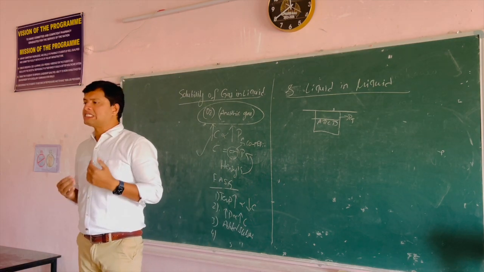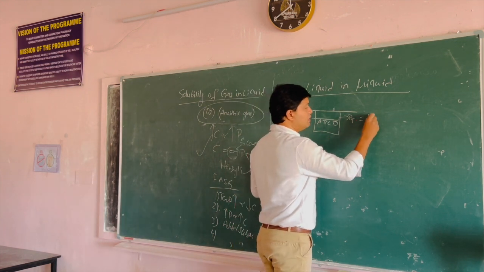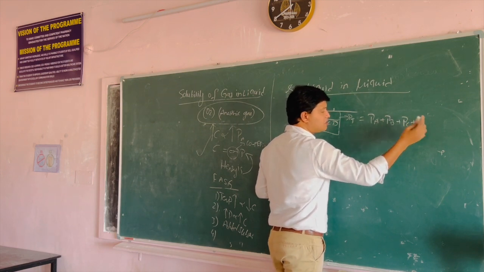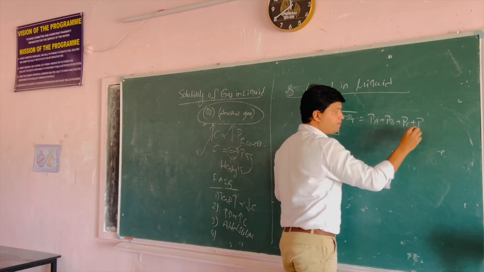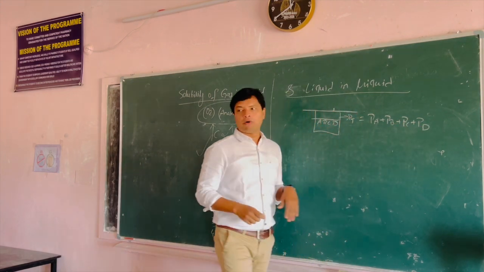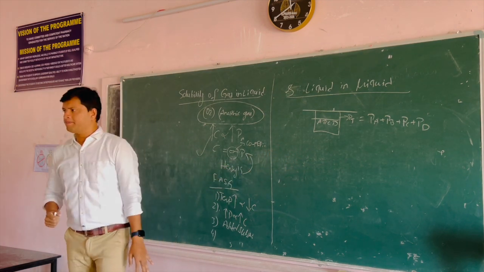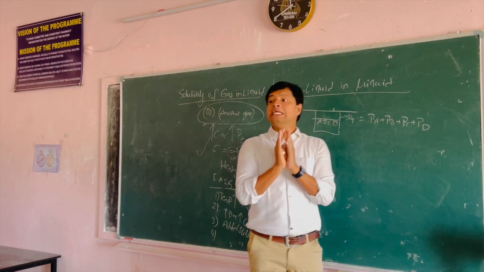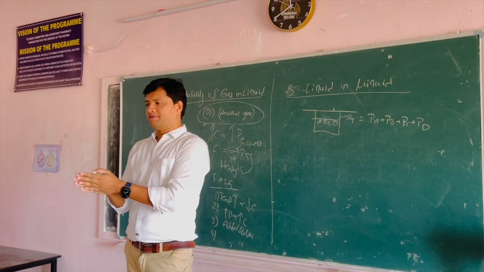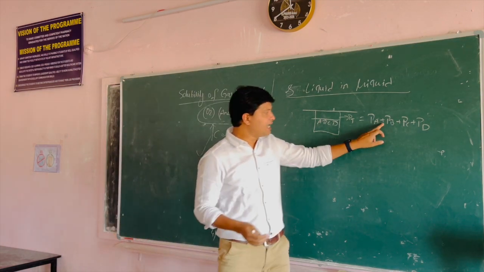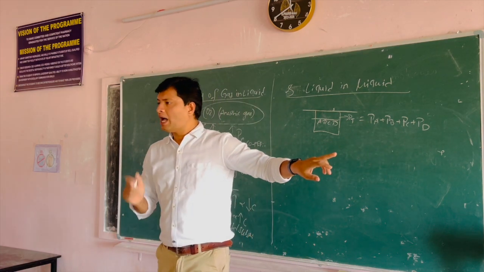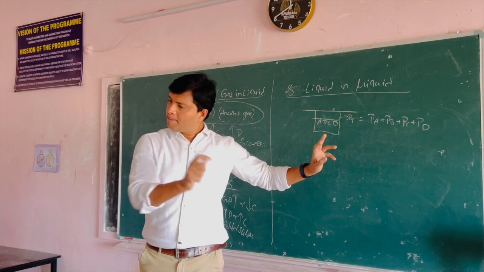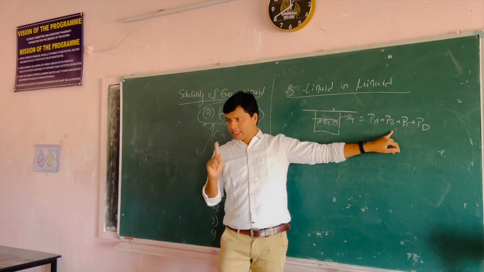One scientist came forward and said that total pressure is equal to the individual pressure of each molecule, A, B, C, D, in the liquid and vapor. What is that law? Dalton's law. He said that total pressure is equal to the sum of the individual partial pressures. Dalton's law: total pressure is equal to the sum of partial pressures of the individual components.